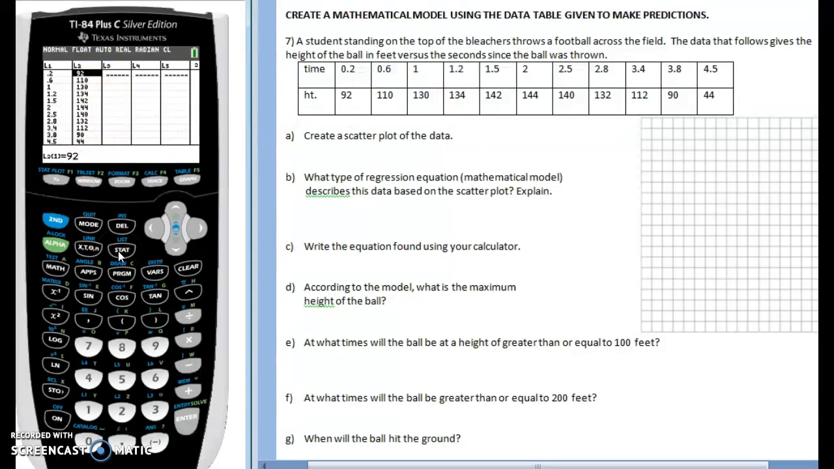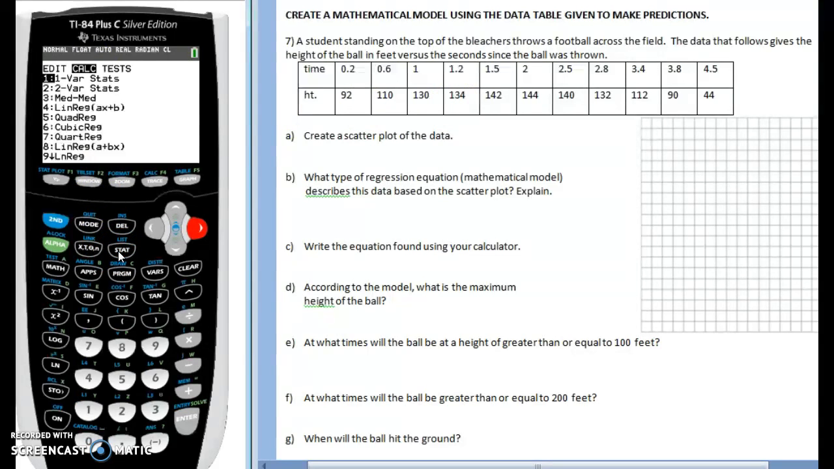And then as we saw in class, we're going to go to Stat, Calculate, and it kind of looked like a quadratic parabola, so I'm not going to try number 4, I'm going to try number 5. Again, if you have an 83, you just push enter. 84s and higher, go down to calculate, and you're looking at that r squared value. So the r squared value is very high, 0.99977.